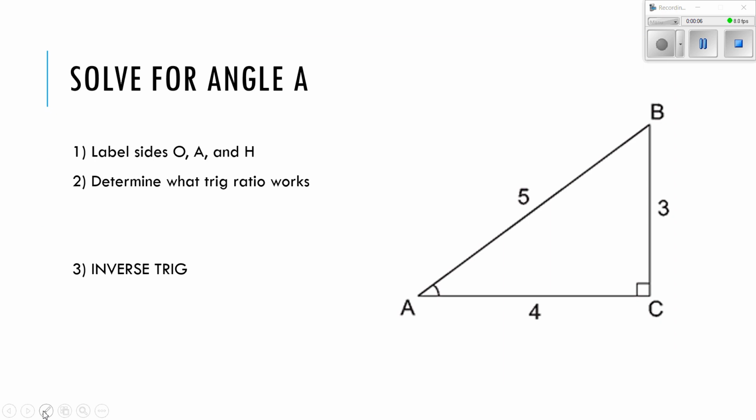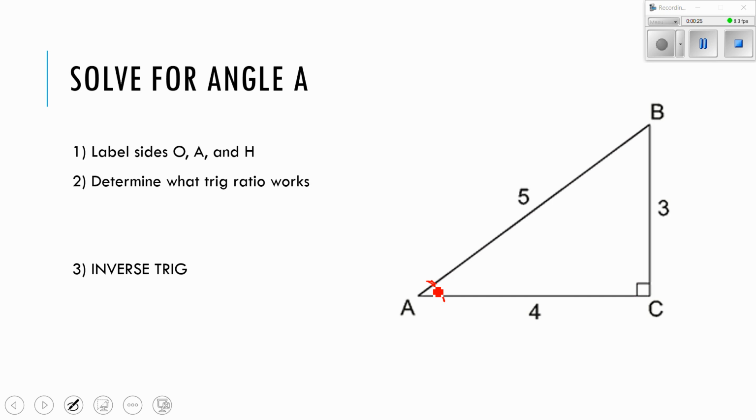So the last few days we've been using trig to solve for missing sides, but today we're going to look at what's happening whenever we're solving for an angle instead. So on this problem right here, I want to solve for angle A. And to solve for angle A, we're going to do just like we've been doing with trig all week.